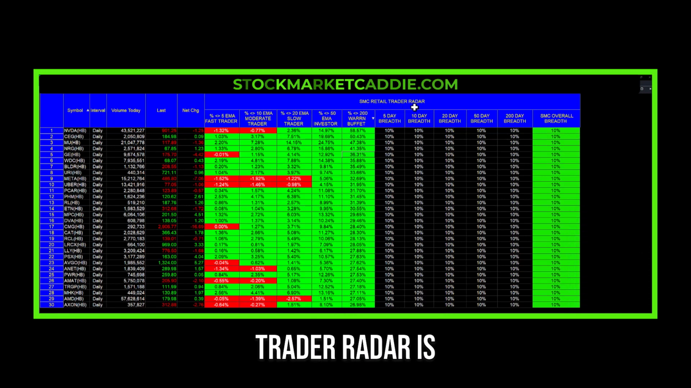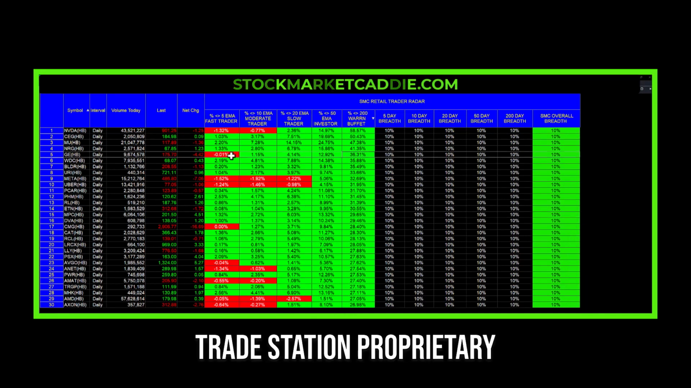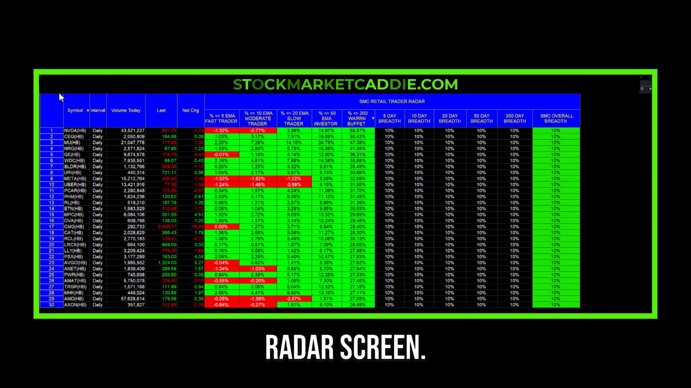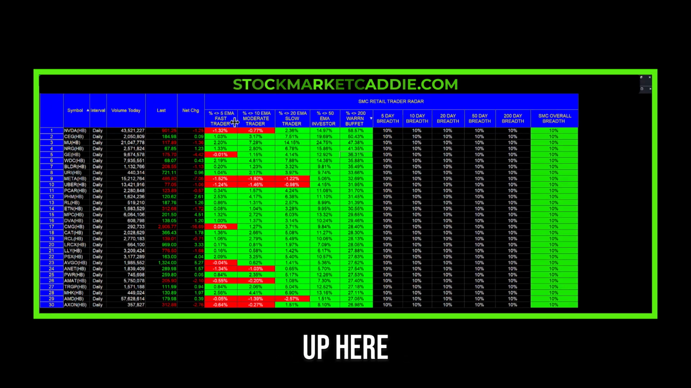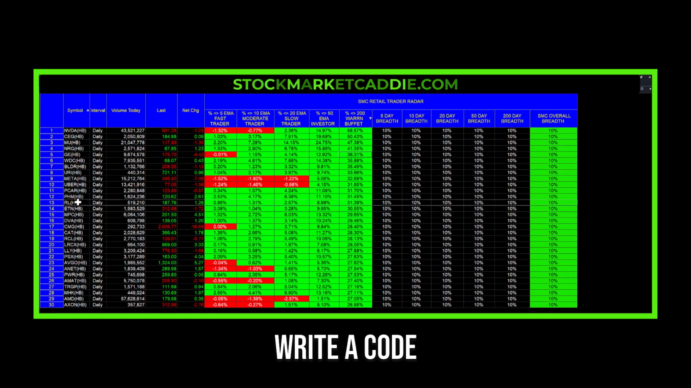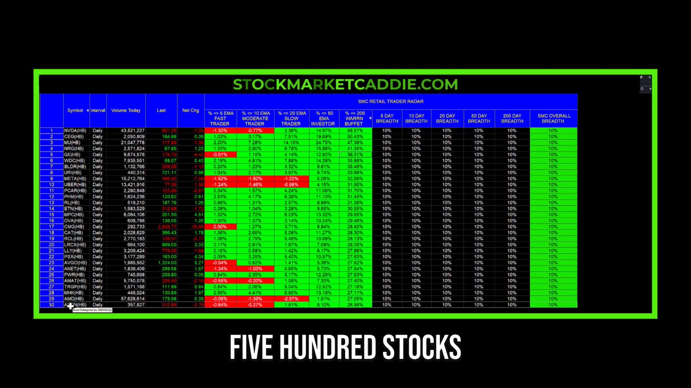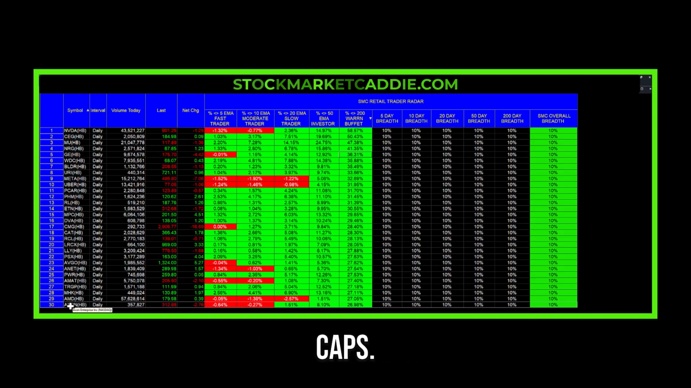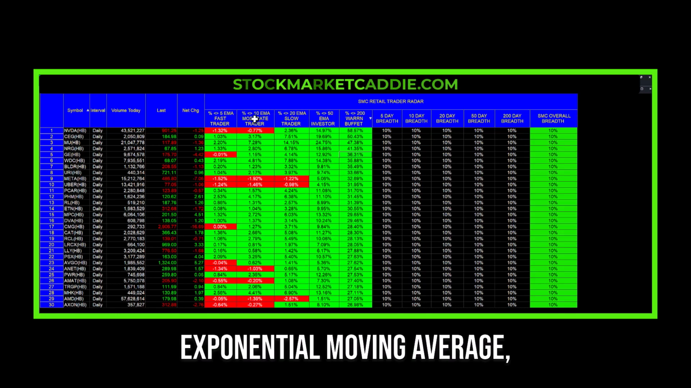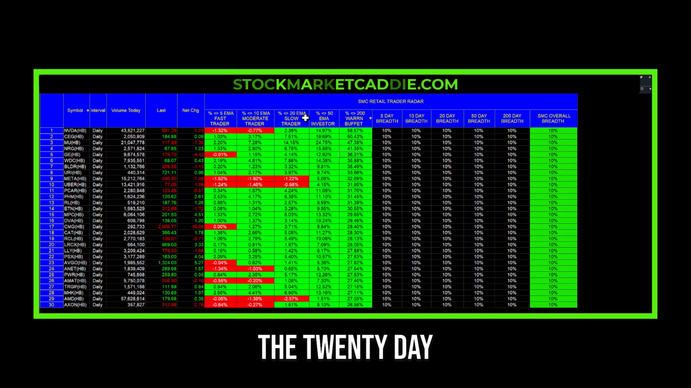The SMC Retail Trader Radar is running on this TradeStation proprietary tool called a Radar Screen. What we have done is to write a code whereby the trader, and here we've plugged in all 500 stocks of the S&P 500. You might do it with the NASDAQ 100, the mid caps, or the small caps. It's entirely flexible. And what it is tracking is the 5-day EMA, exponential moving average, the 10-day EMA, the 20-day EMA, 50-day EMA, and the 200.